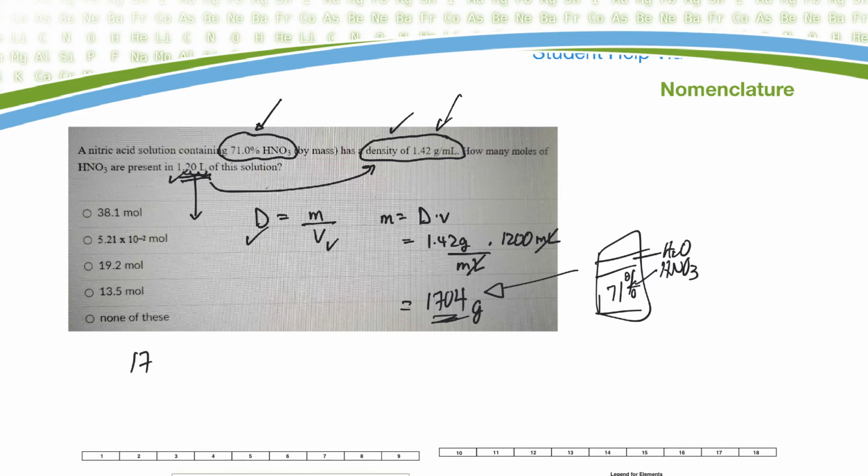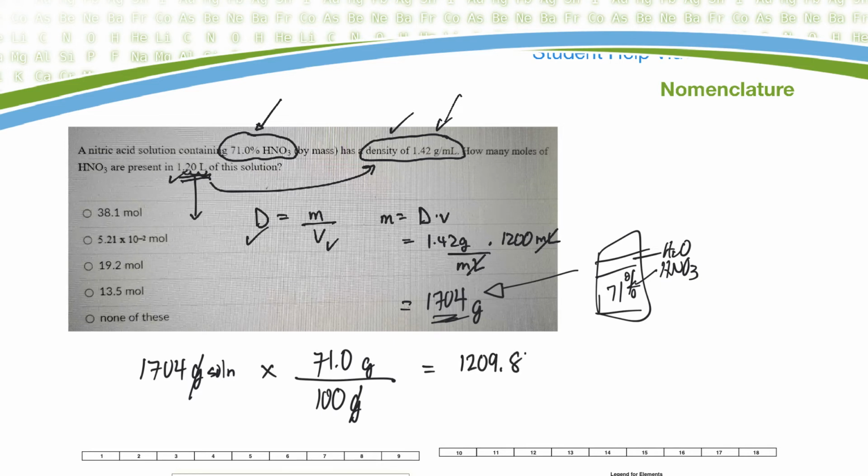Okay, so 71, I have 1,704 grams of total solution, and I'm going to multiply that by, if I have 100 grams of total solution, I know 71.0 grams of that is nitric acid. So these cancel, and so I'm going to get 1,704 times 71 divided by 100. So I'm getting 1,209.84 grams of nitric acid.